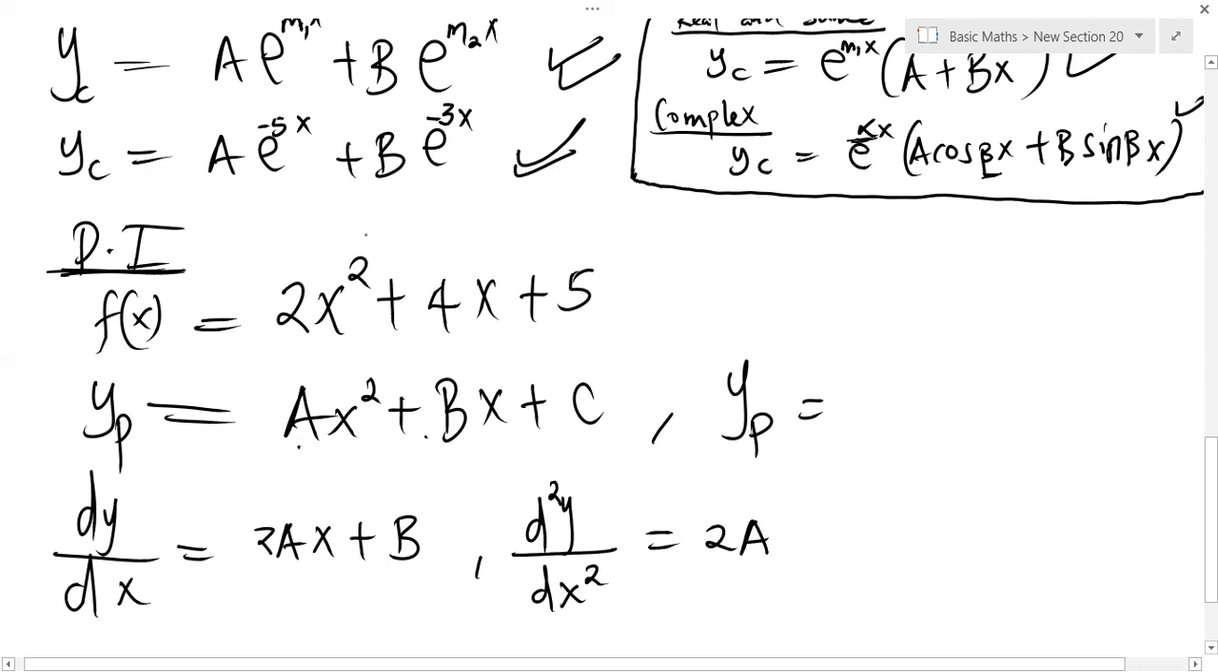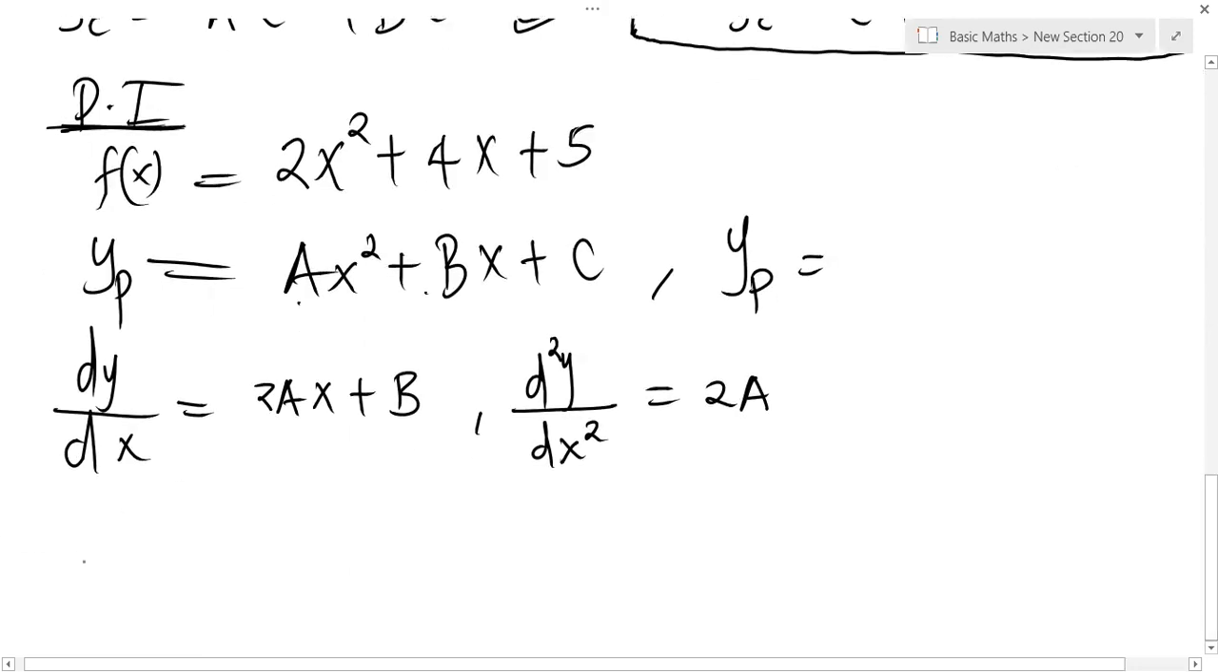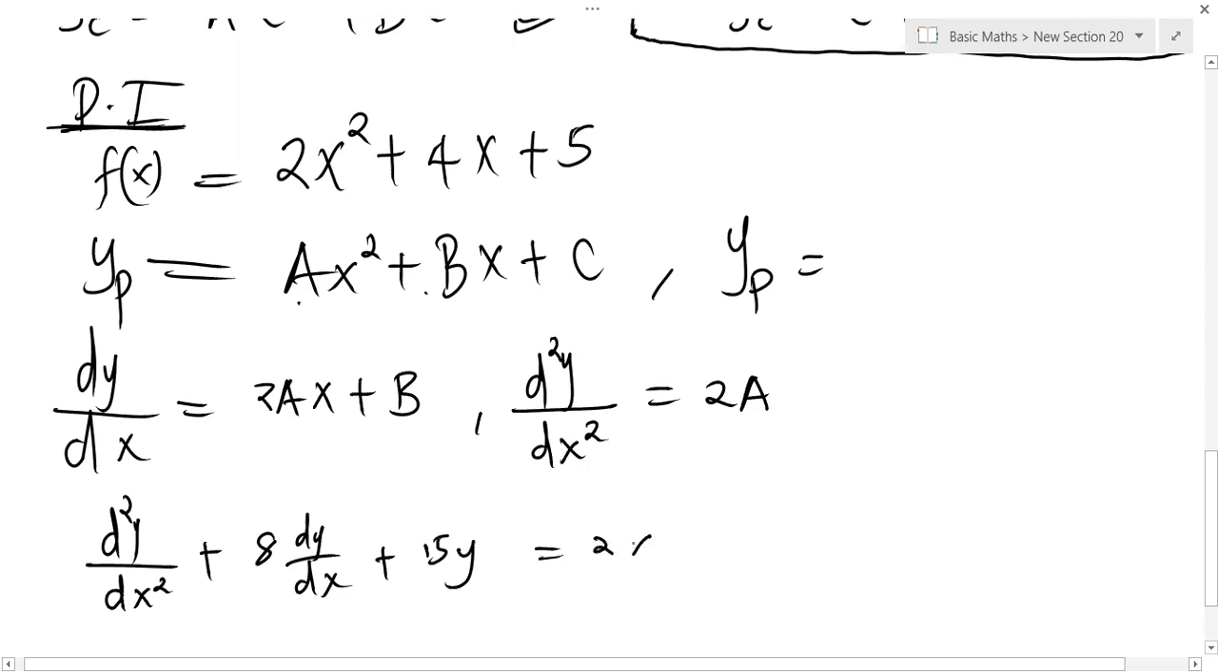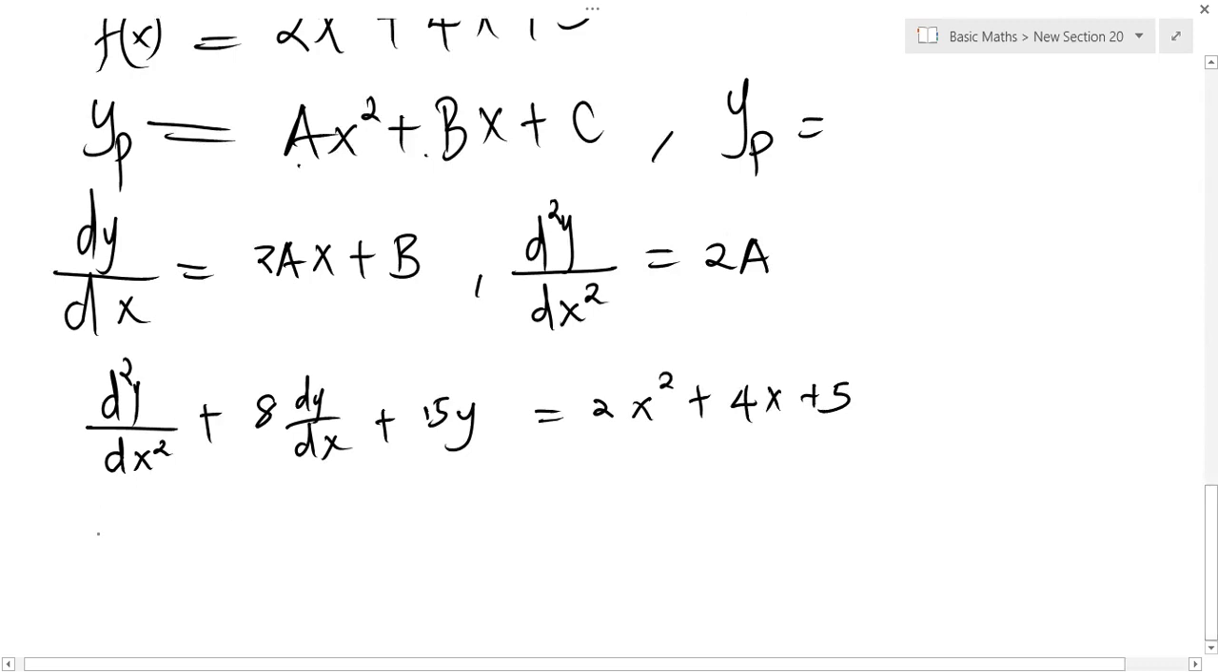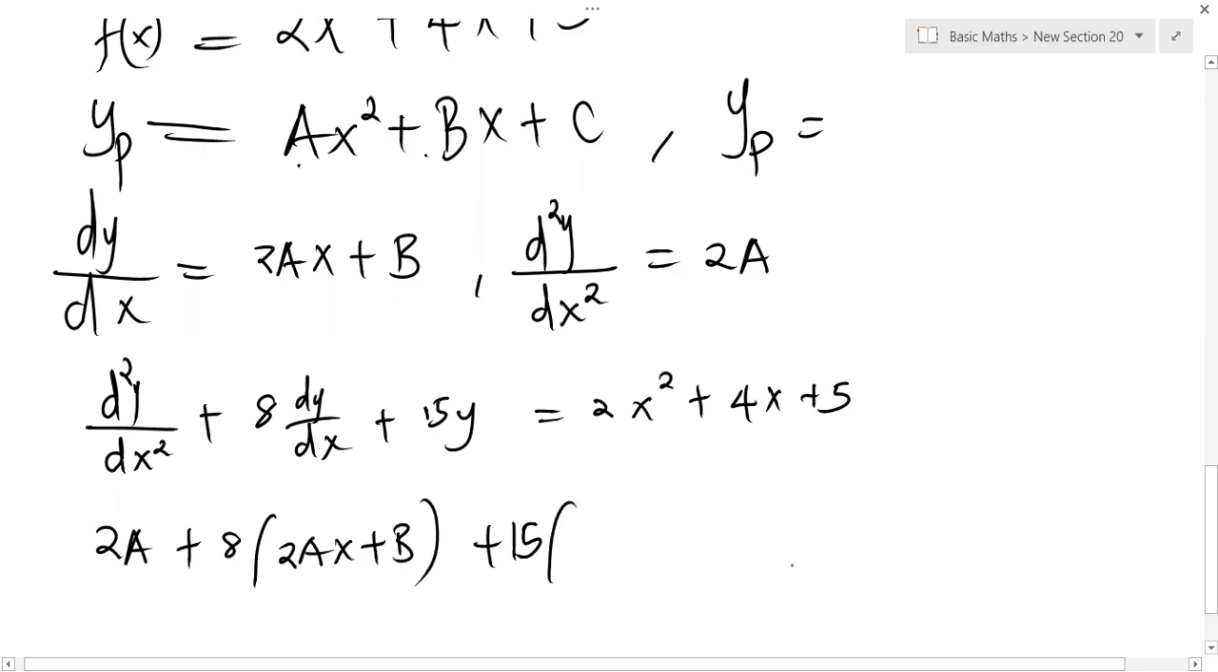So replace these values plus the value of y in the main equation. Our main equation, you can recall, we had d2y dx squared plus 8 dy dx plus 15y is equal to 2x squared plus 4x plus 5. So the d2y dx squared is 2a. 8 into dy dx is 2ax plus b, plus 15y. And our y here is ax squared plus bx plus c. This is equal to 2x squared plus 4x plus 5.